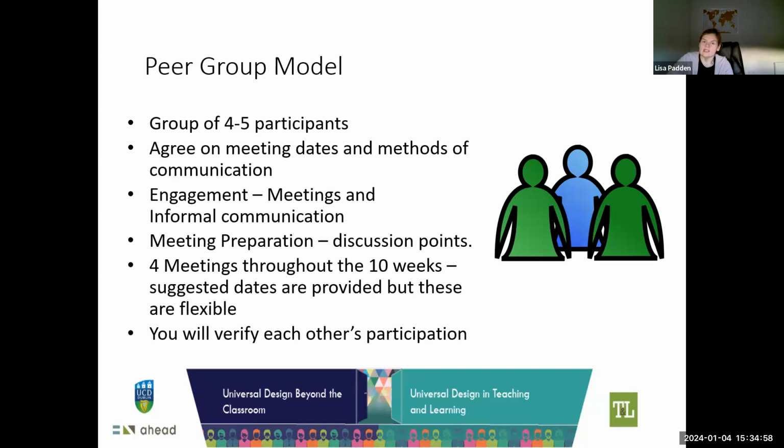There are 4 meetings that we suggest, as I said, throughout the 10 weeks. We give you the dates, but they're flexible, and you verify each other's participation at the end using a very simple form. So that's the peer group model. It's a great model in terms of staying engaged throughout. As you know, with online courses, and the modules are online, it can be difficult for participants to stay engaged and motivated throughout. So the peer group really helps with that in terms of having accountability towards others, in terms of your participation and engagement as well. So that's the peer group model.